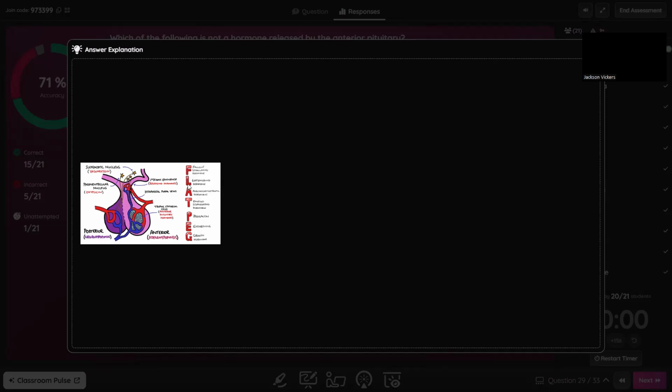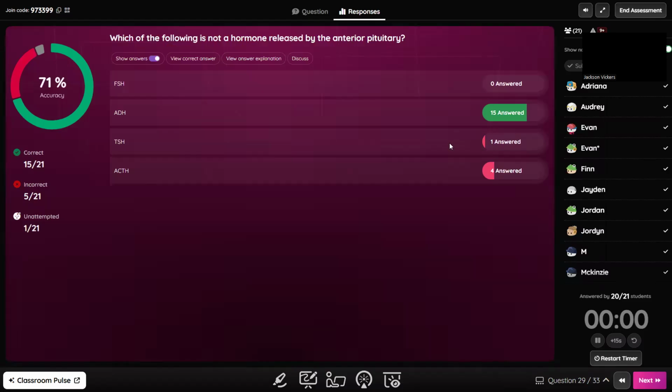Sorry, it's really small, but you have the F for FSH, L for LH, A for ACTH, T for TSH, P for prolactin, E, it releases endorphins. You don't need to know that part as much. And then G for growth hormone. So this is a really good mnemonic for all those anterior pituitary hormones.